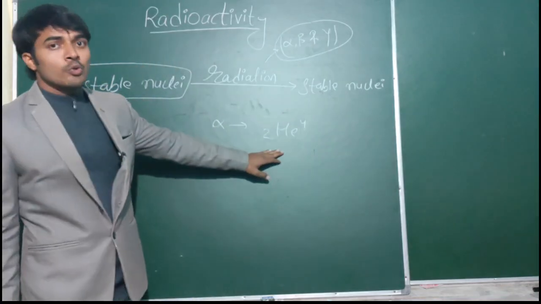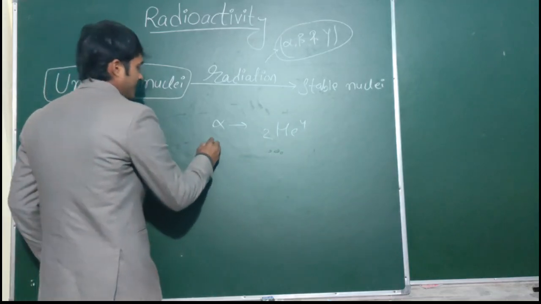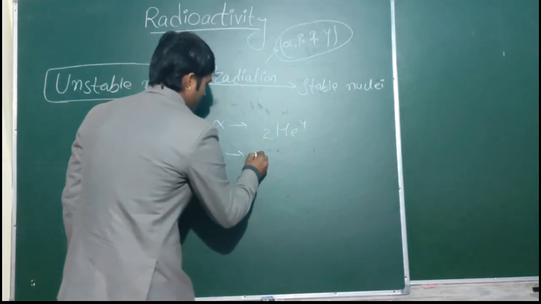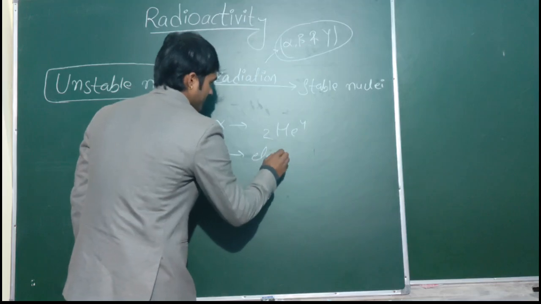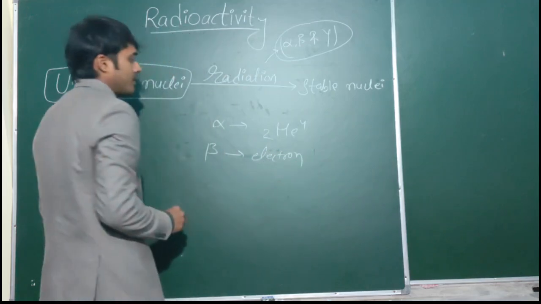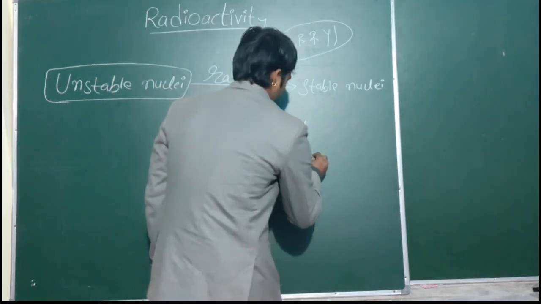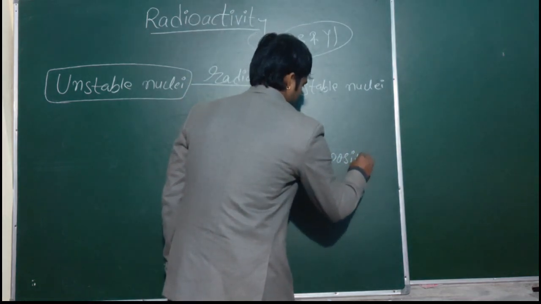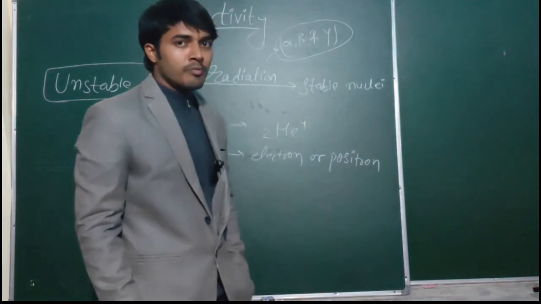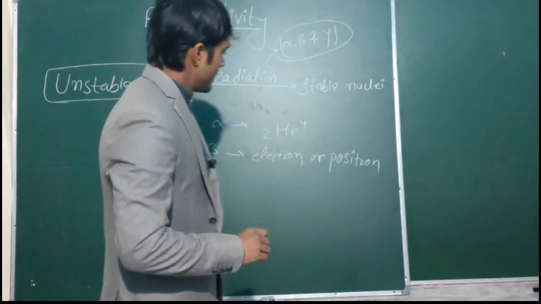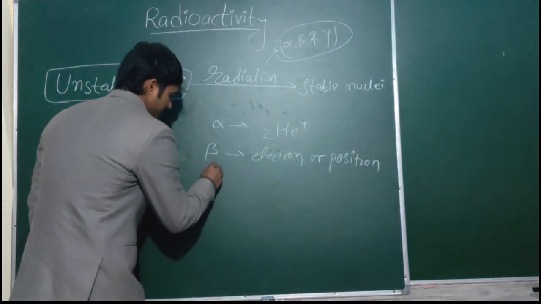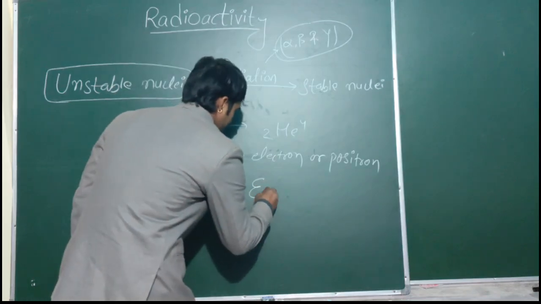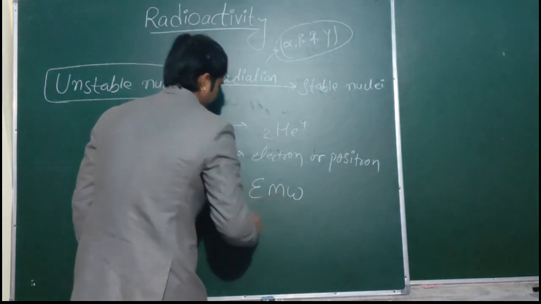Alpha is nothing but a nucleus of helium, and beta is an electron or an anti-electron particle, and that anti-electron particle is called a positron. And another is gamma, which is nothing but an electromagnetic oscillation, an electromagnetic wave.